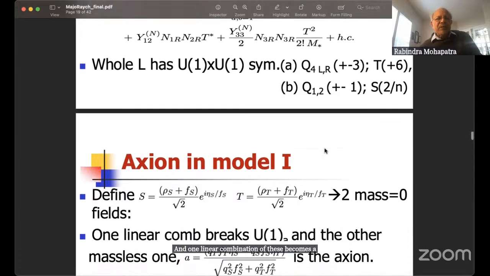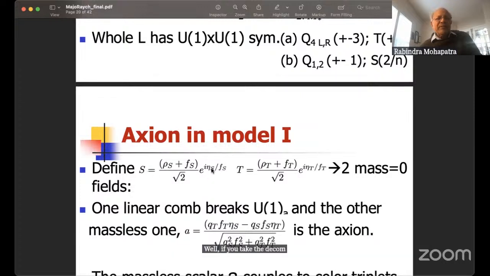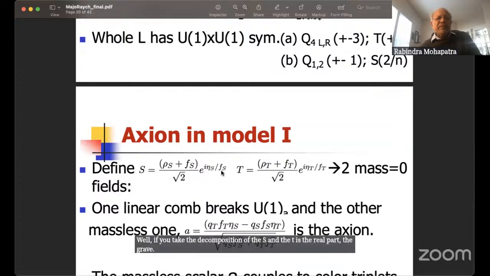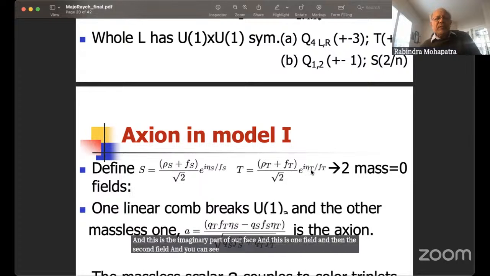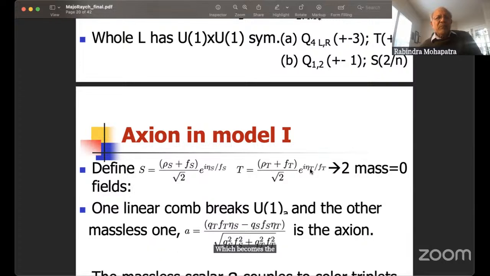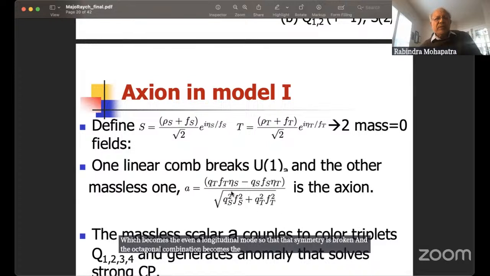So how do you see that? Well, if you take the decomposition of the S and the T, this is the real part, this is the imaginary part of our fields, and this is one field and there is a second field. And you can see that there is one linear combination of the imaginary parts, eta S and eta T, which becomes the U(1)_A longitudinal mode, so that symmetry is broken, and the orthogonal combination becomes the axion. So what you have therefore is an axion field which looks like this.